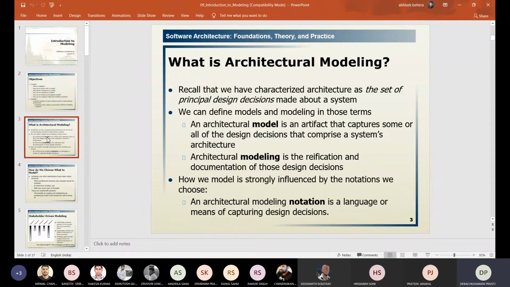Okay, what is the architecture? Just to recall, we have characterized architecture as a set of principal design decisions, the PDD, where an architectural model is an artifact that captures some or all of the design decisions. Okay, so I already covered these things. I am going faster.